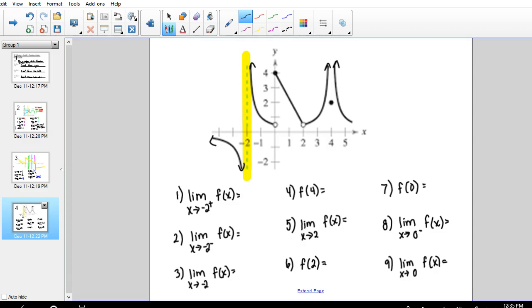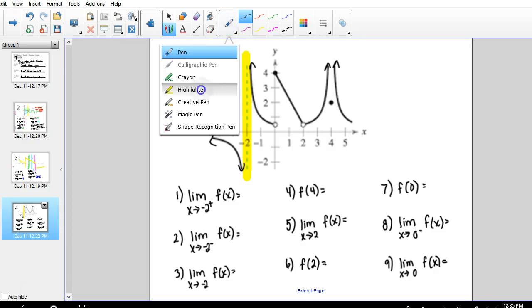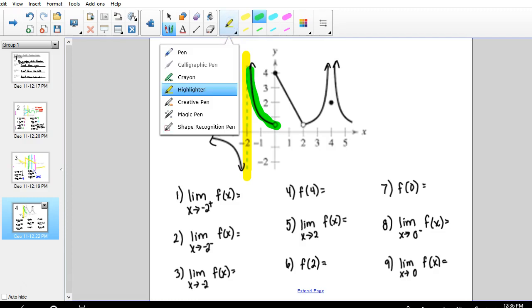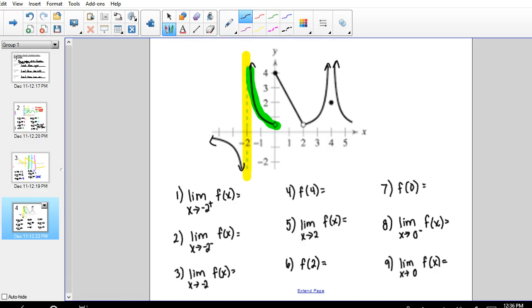There. So if I'm looking at the limit as x approaches -2 from the right, so we need to start on the right-hand side, and we're approaching that line -2. So we're starting here, and we're going this direction. What's happening to my y values? They're going up, up, up, up, up. Are they ever going to get close to a number? They're just going to go up forever, right? So those y values get bigger and bigger and bigger. So what should I put for my answer there? Positive infinity.